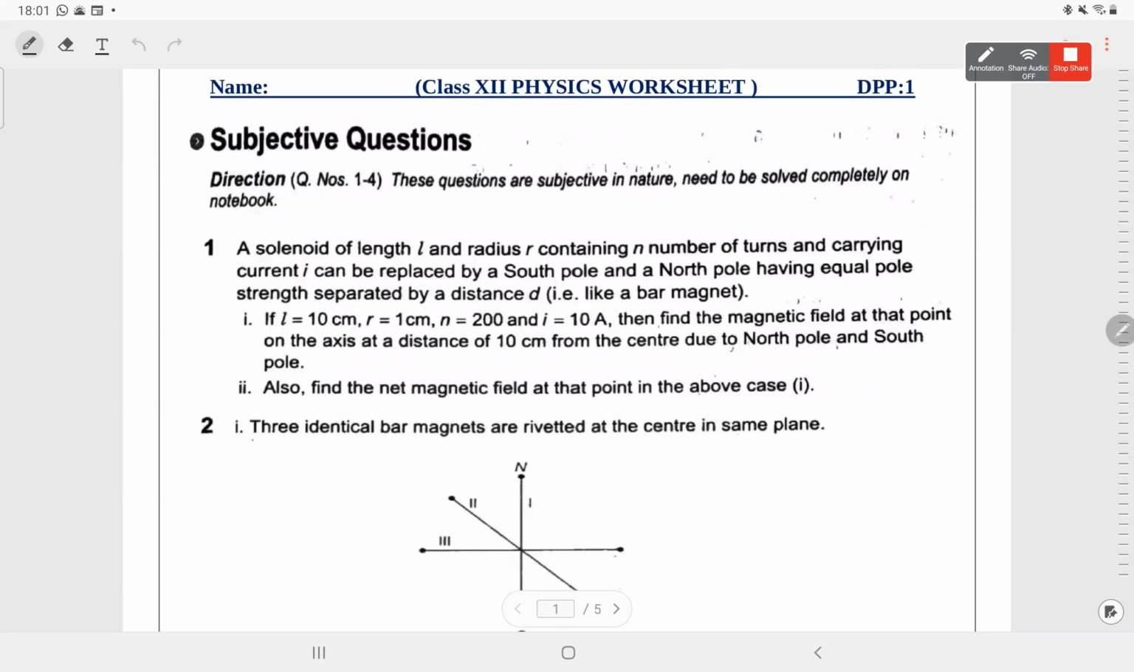Question number 1 is basically a solenoid and magnet comparison. A magnet is north pole and south pole separated by some distance, and a solenoid is a current carrying loop, a number of current carrying loops. So magnetic dipole moment will be N into I into area, that is pi r square. Once we have magnetic dipole moment, we can find the axial position magnetic field by using the formula mu naught by 4 pi into 2m by r cube.